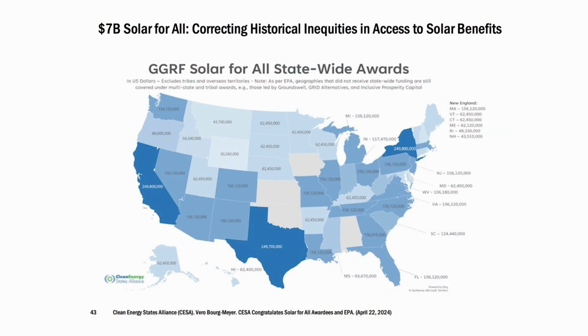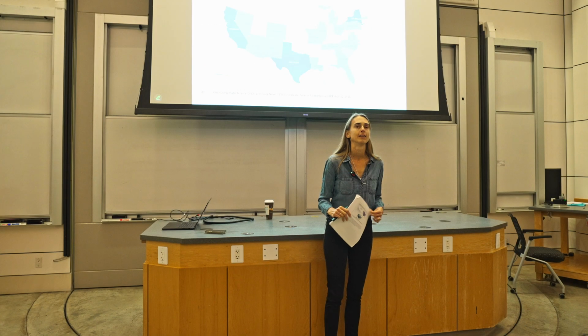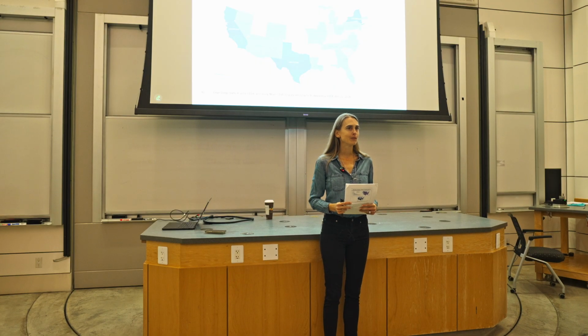So EPA made several awards, almost one award per state, and we're administering the Solar for All award in Nevada, $156 million, that we're going to be deploying over the next 5 years for low-income solar projects. All right, so that's the solar resource.